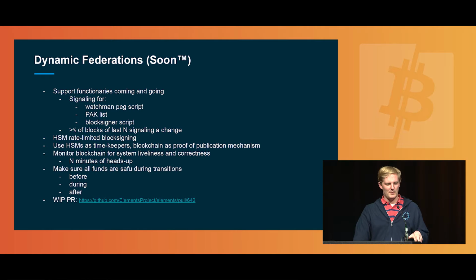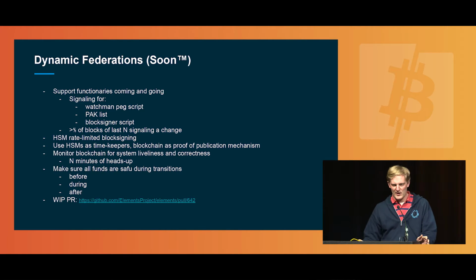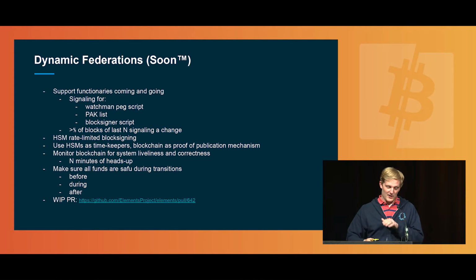So we're using the HSM as kind of a timekeeper, doing rate-limited block signing, and the blockchain itself as a proof of publication to propose these changes. So when somebody wants to join, we compile a new script using miniscript and all the fancy doodads, do analysis on it, make sure everything looks good. This cross-checking is being done on every functionary, and then we get basically n minutes of heads up where you can set n to be whatever security parameter you want. So this Pegout authorization list could be changed, but only when you see or don't see a month of blocks, right?